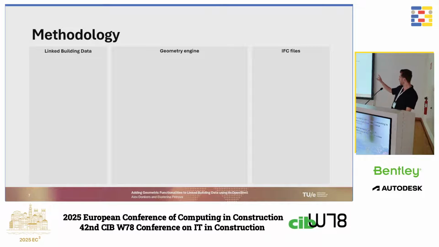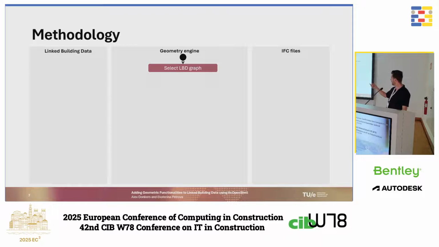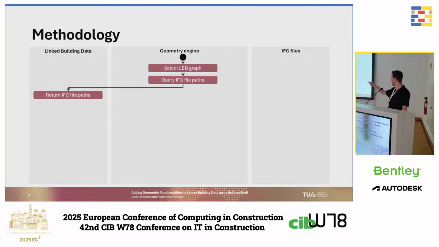And we developed this thing that we call geometry engine, which basically communicates between linked building data graphs and IFC files, which works as follows. We select a linked building data graph from the linked building data graph on the left, and then we query IFC file paths that are in that linked building data graph. It returns these file paths and then fetches these files. So it selects the IFC files there.